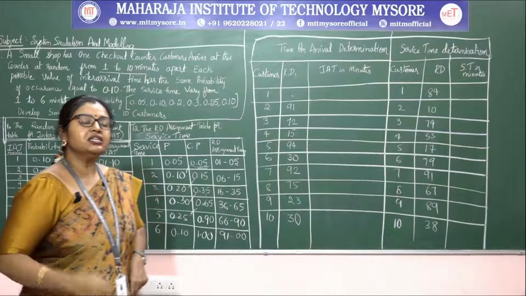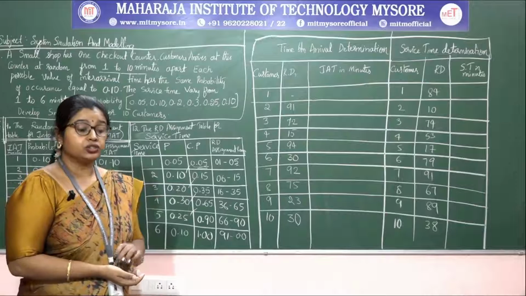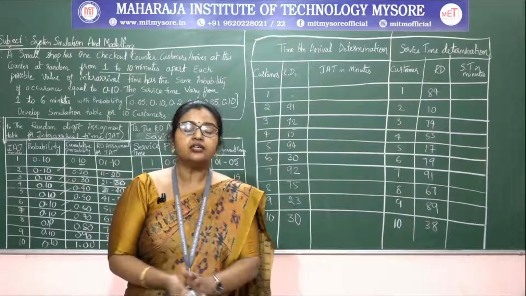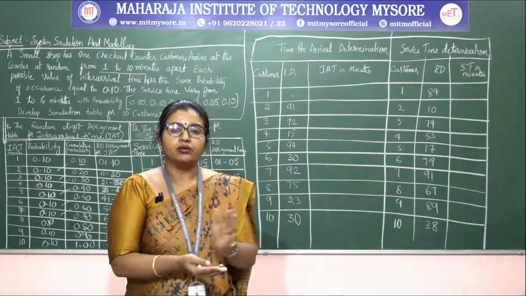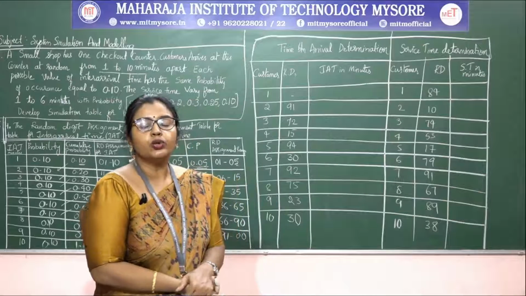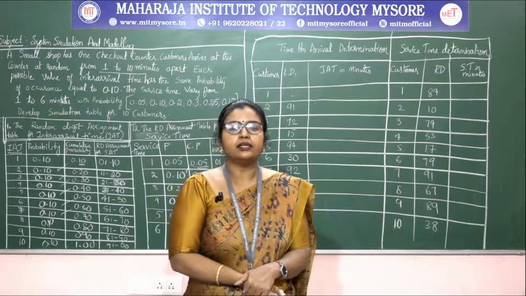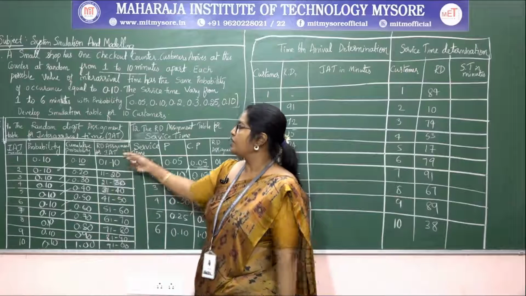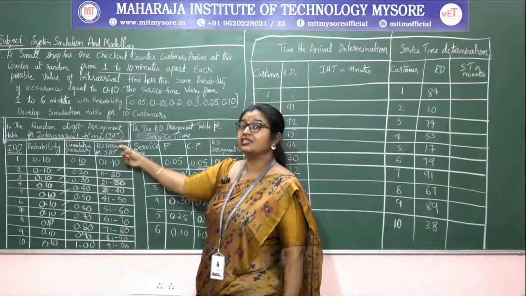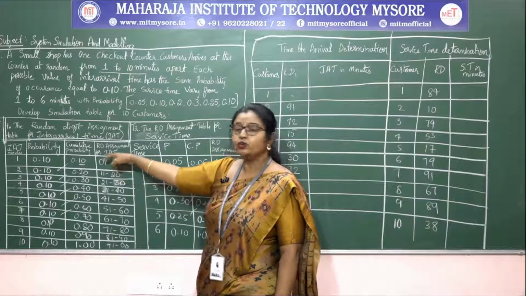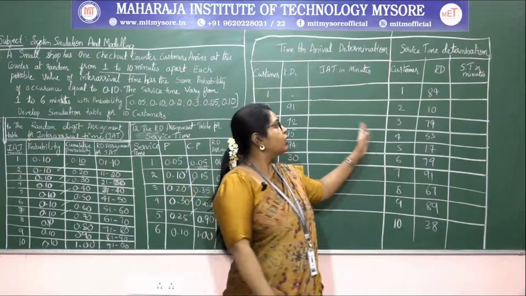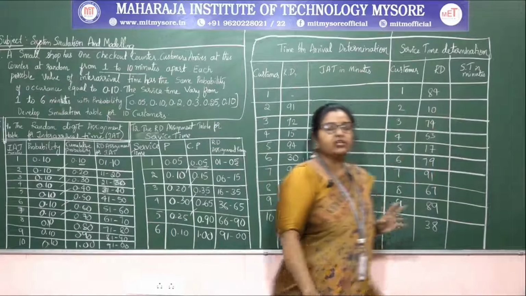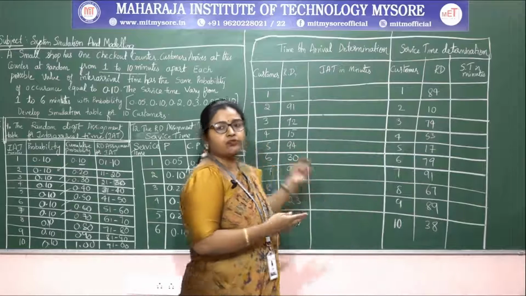So this is just to have the cumulative statistics. Based on random numbers only we are calculating the interarrival time and service time. Because of that reason we are generating the random digit assignment table. By looking into this table only we are going to calculate IAT and ST.